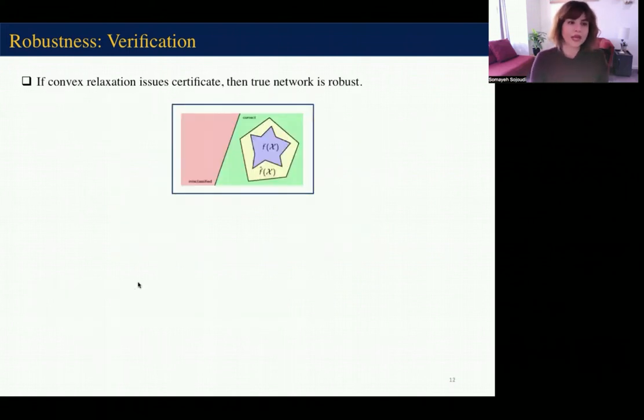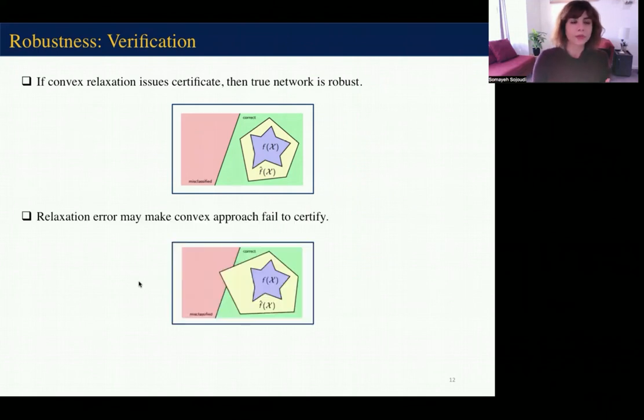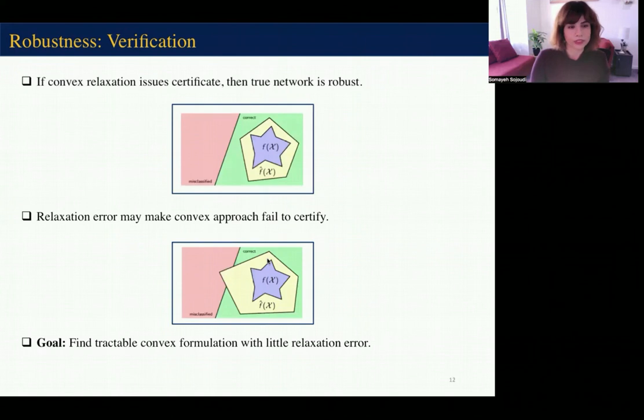Now, if the convex relaxation issues a robustness certificate, then you're good, and our true network is robust. But the relaxation error may make the convex approach fail to certify. As you can see in this example, the true network is robust indeed, but the convex approximation is not. So we cannot make any conclusions about the robustness of the original network from this approximation. So our goal is to find tractable convex formulations with little relaxation error.